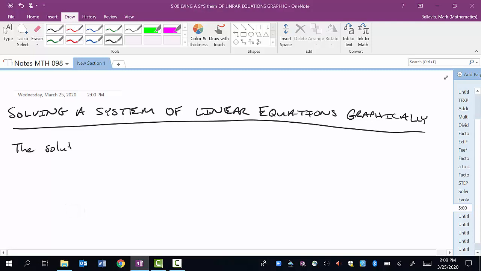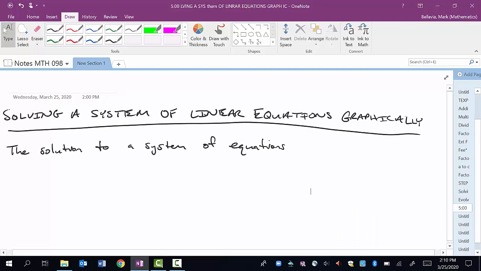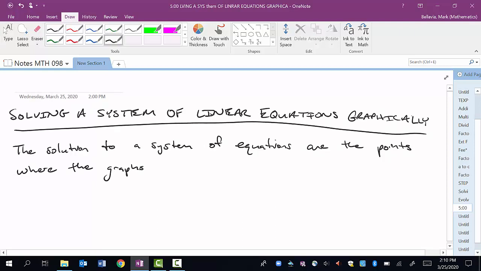So the solution to a system of equations are the points where the graphs, I should say, of the equations intersect. So you're trying to find the point where the two lines cross.